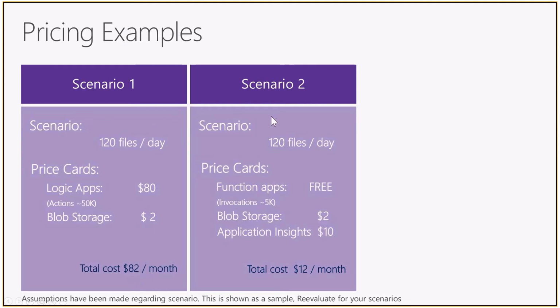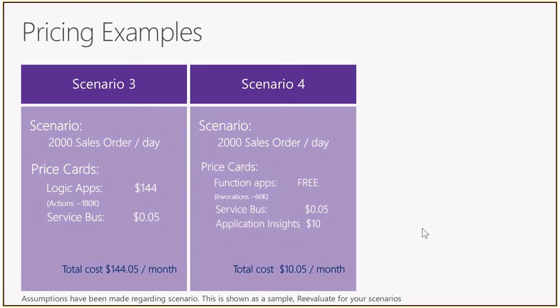This is a second scenario where they do the same integration but using function apps instead of Logic Apps. Since they only make 5,000 invocations a month, this would get covered under the consumption plan. So their total cost is about $12 a month. Similarly, this is a scenario where 2,000 sales orders per day are processed for 30 days. So the 30-day total looks like this. And here is the same thing done through function apps.